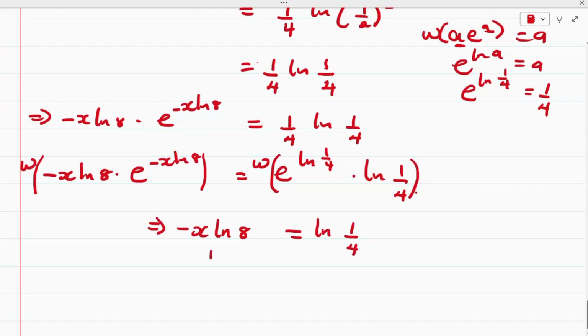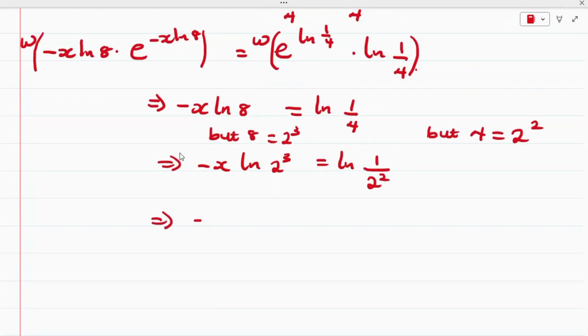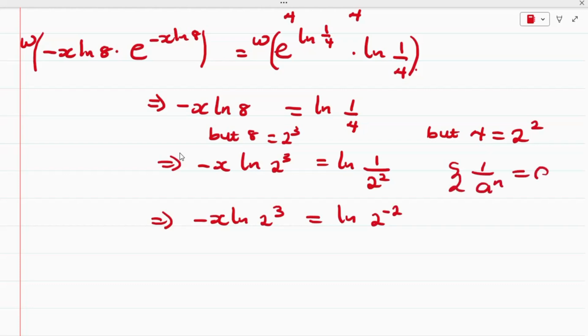We know that 8 can be expressed as 2 raised to the power of 3. So this becomes minus x ln of 2 raised to the power of 3 is equal to ln of 1 over 2 raised to the power of 2, because 4 can be expressed as 2 raised to the power of 2. So minus x ln of 2 raised to the power of 3 is equal to ln of, now we can express this as 2 raised to the power of negative 2, because if we have 1 over a raised to the power of n, this is equal to a raised to the power of negative n. Alright, so applying this right here.